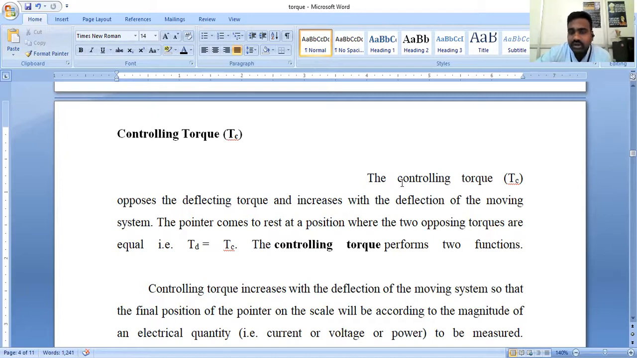Okay, so what is the purpose of controlling torque? See, in the previous discussion of deflection torque, I said 5 ampere current is flowing in the line and the current carrying conductor is placed in the presence of a magnetic field. It will experience a certain amount of force, I said. The current carrying conductor will start rotating and the needle will start deflecting, I said. So whenever the needle deflects from the 0th ampere to the 5 ampere, does it stop there without any effect?